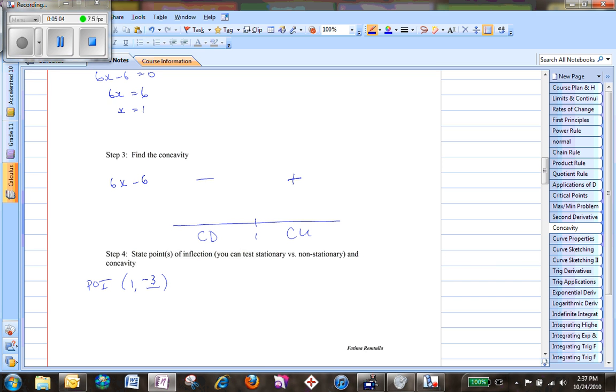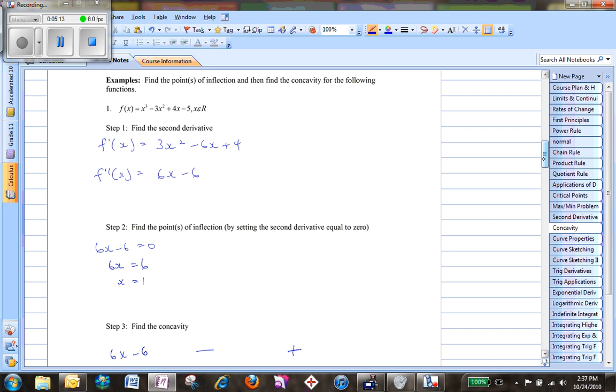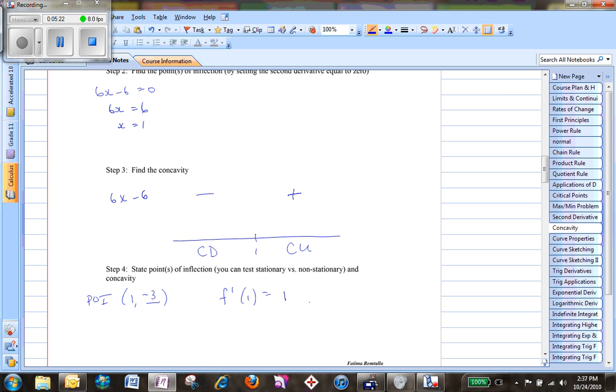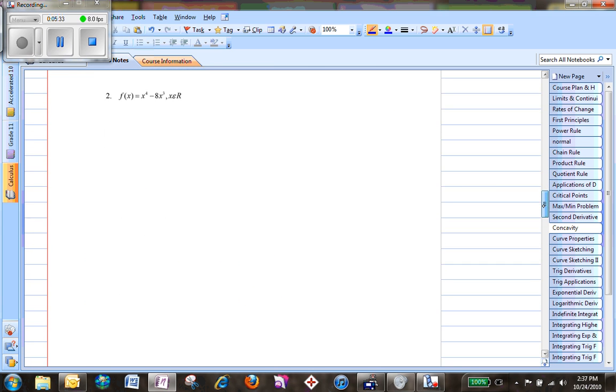It tells me to figure out if it's stationary or non-stationary. So take the derivative and plug in 1 into the derivative. When I plug in 1 into the derivative, I get 3 minus 6 plus 4. So 3 minus 6 is minus 3, plus 4 is 1. My answer is 1. This is not equal to 0, therefore the point is non-stationary. And that's really about it. Pretty simple. Try the next example on your own and then check your work.